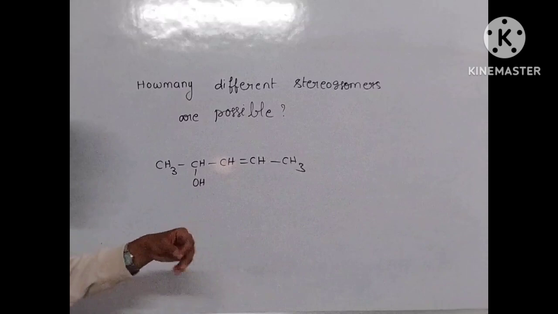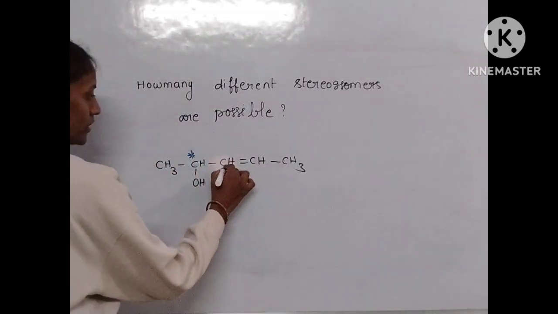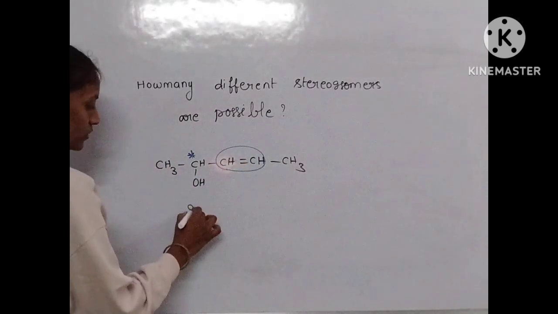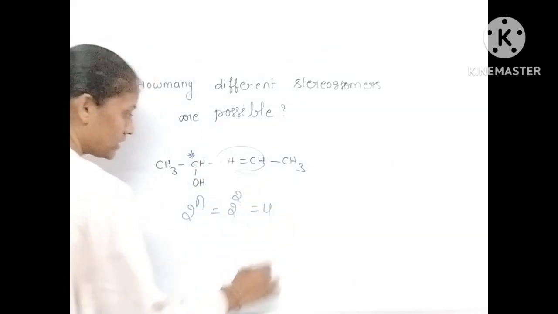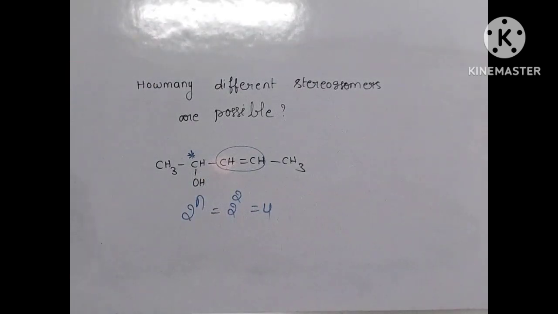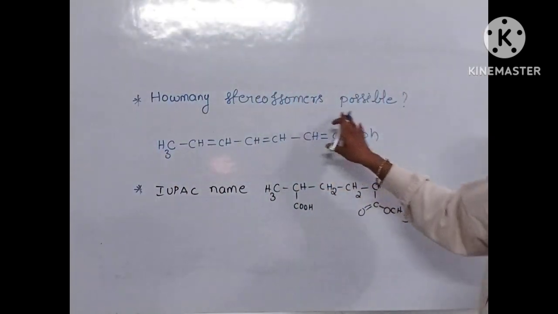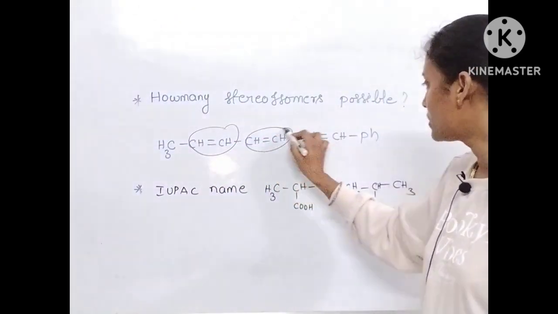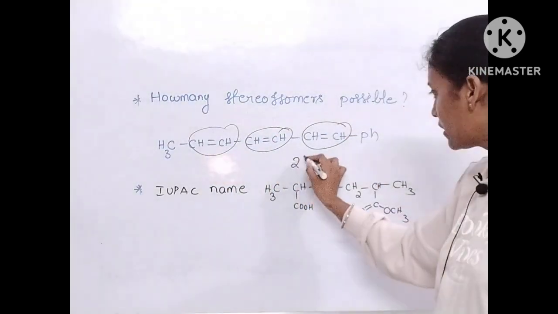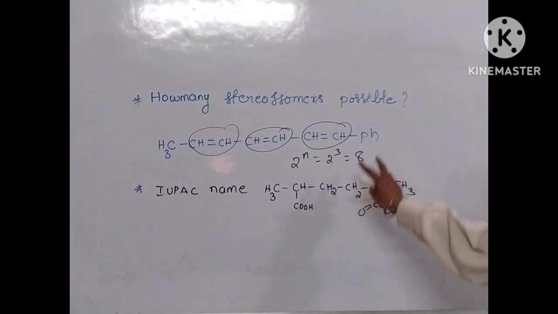Here in this question you need to identify how many different stereoisomers are possible. This one has one chiral center, and you can consider the double bond also as one chiral center. So you can use the 2 power n formula. Here n is 2, so this molecule has 4 different stereoisomers. In the next question, we again need to identify how many stereoisomers are possible, but here only double bonds are there. 3 double bonds are present, so 2 power 3, that means 8 different stereoisomers are possible for this molecule.